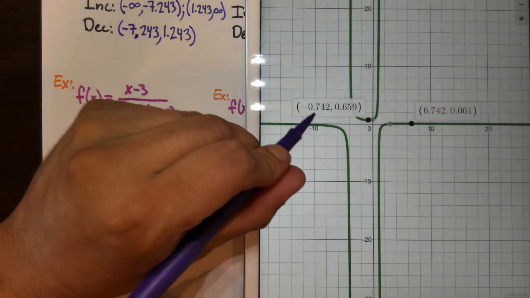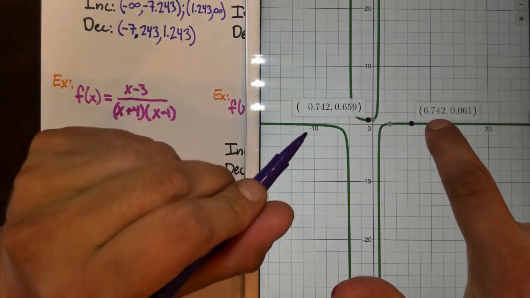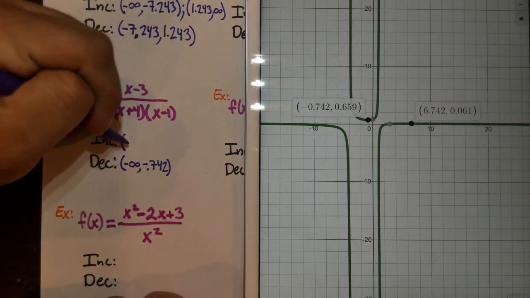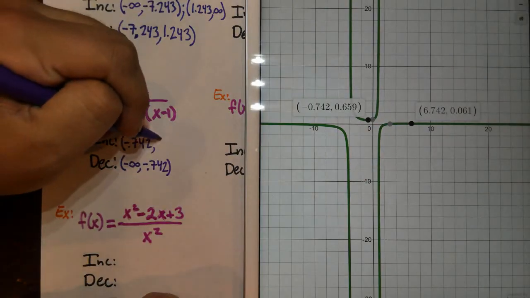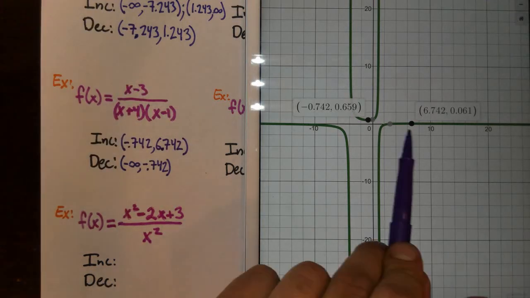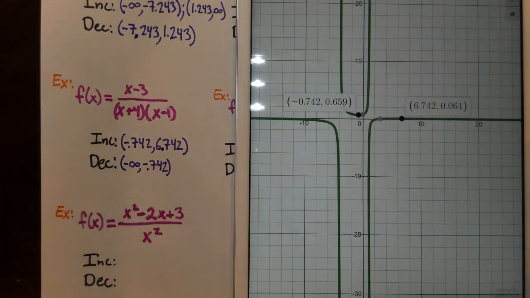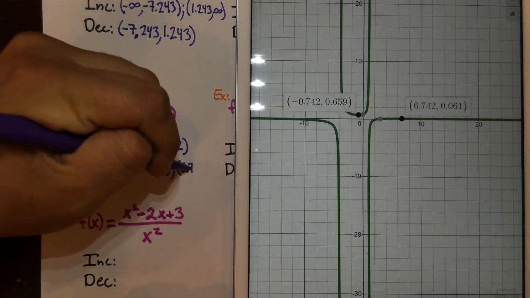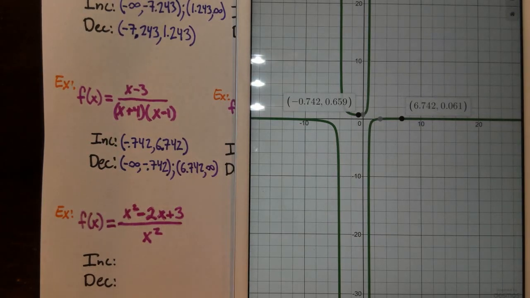And then it increases from that point until this max over here. So it increases from negative 0.742 to 6.742. And remember, we're just looking at the left numbers. We don't want to look at our y values. We're just talking about x intervals here. So negative 0.742, comma, 6.742. And then from that point on until infinity, it starts decreasing again, because it's on the other side of that max. So we can say from 6.742 to positive infinity. Remember, positive infinity is going to the right.